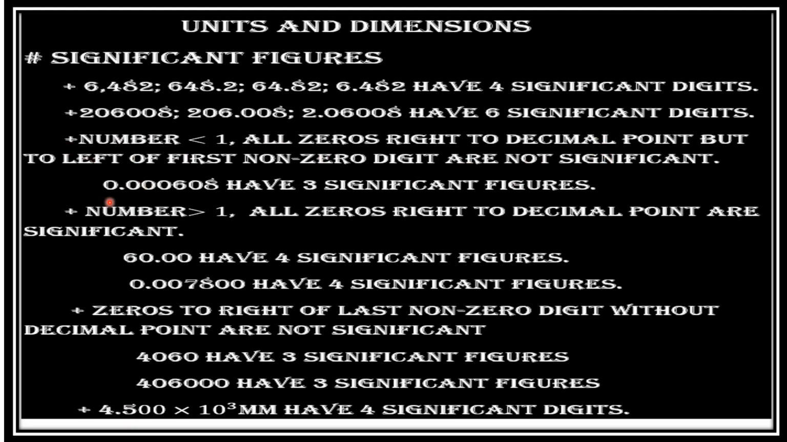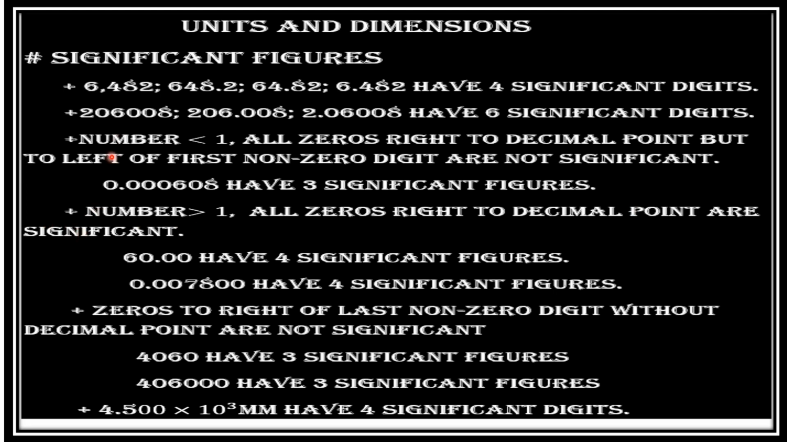Next, these two are exceptional cases, that's why I have written them. If the number is less than 1, all zeros to the right of the decimal point but to the left of the first non-zero digit are not significant. Here we find the decimal point, then the non-zero digit 6. These three zeros between the decimal point and the non-zero digit are not significant if the number is less than 1. Only 6, 0, 8 are considered significant digits. That's why this one has three significant figures.